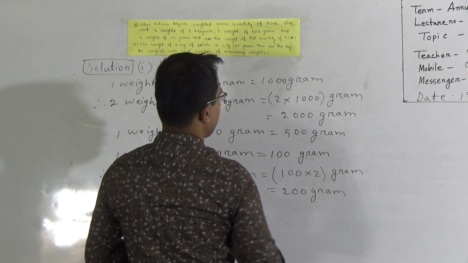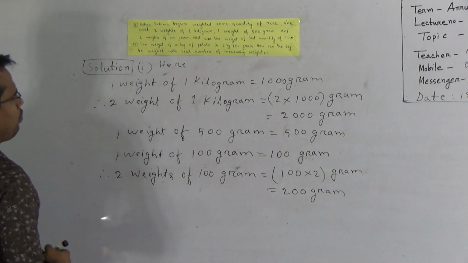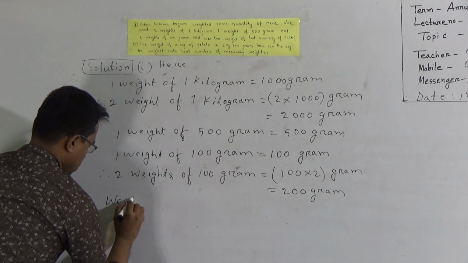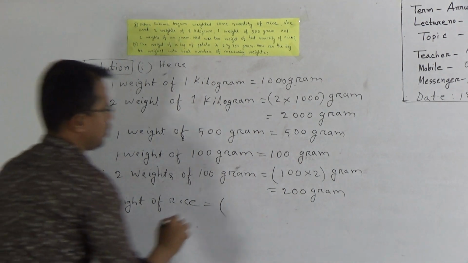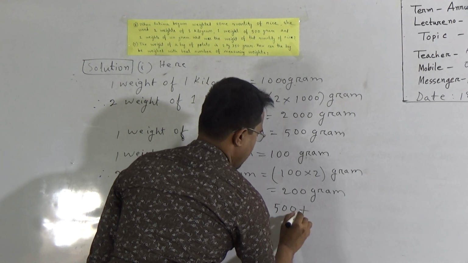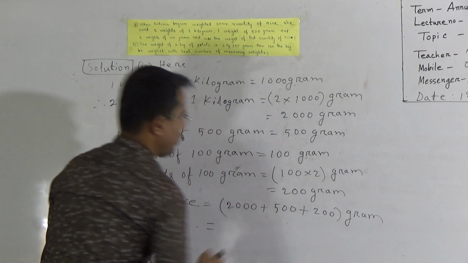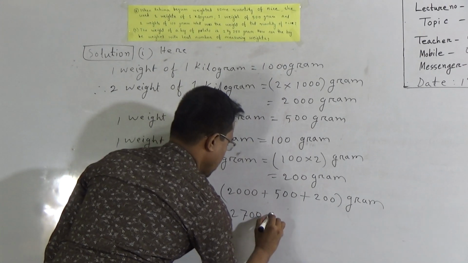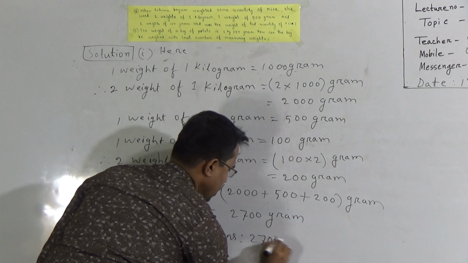So the total weight will be 2000 gram plus 500 gram plus 200 gram. Therefore, the weight of rice is equal to 2000 plus 500 plus 200 gram. If we add this, 2000 plus 500 is equal to 2500 and another 200, so it should be 2700 gram, and the answer will be 2700 gram.